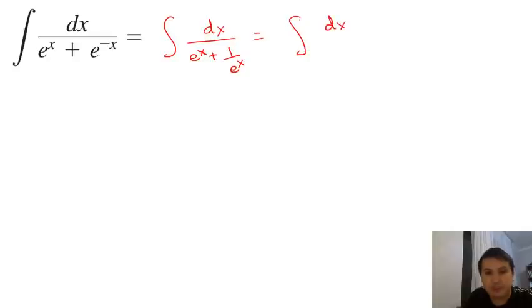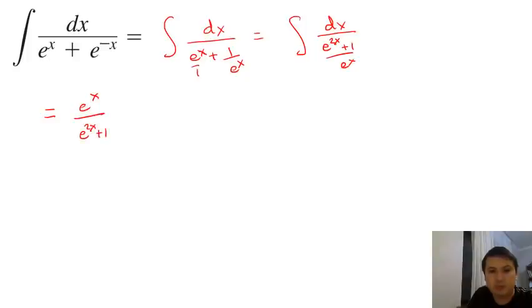And then, bring the denominator into common denominator. So you will get e^x times e^x, so it becomes e to the 2x plus 1 divided by e^x, which gives me e^x divided by e to the 2x plus 1, and the integral of this expression.